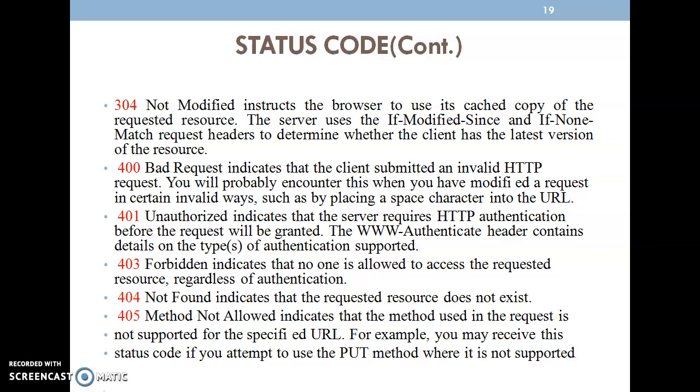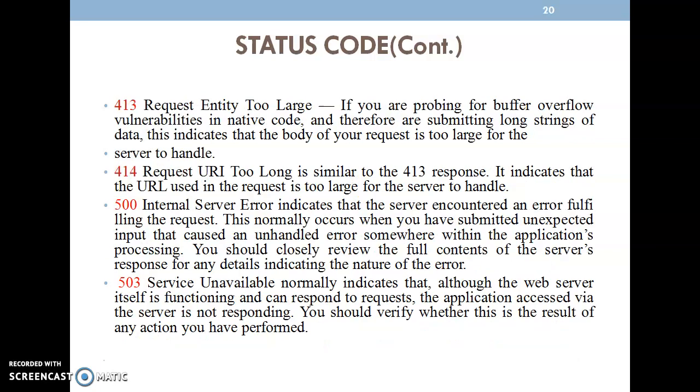The 403 indicates forbidden information. There is some secure information available in the server that is only accessible to the admin, not to the user. At that time we get a message that these are sensitive information, so a forbidden error will be obtained. Then 404, we already know: if the information we requested is not available in the server, we get the message 404 not found. Then 405 indicates that whatever method you are requesting is not allowed for that particular domain, so we get this kind of error message.